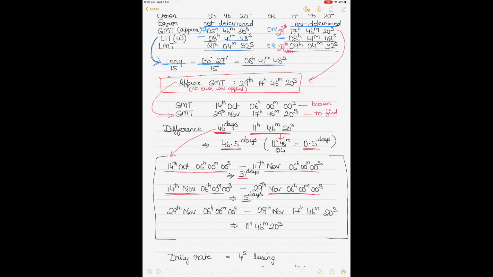But we need for 29th of November 1746. So that's why for 29th of November 6 o'clock to 29th of November 17 hours 46 minutes gives you another 11 hours 46 minutes 20 seconds. That's about half a day. And that's why the difference between 14th October 600 hours to 29th November 1746 is 46 days 11 hours 46 minutes 20 seconds, or as I showed above, it's 46.5 days.